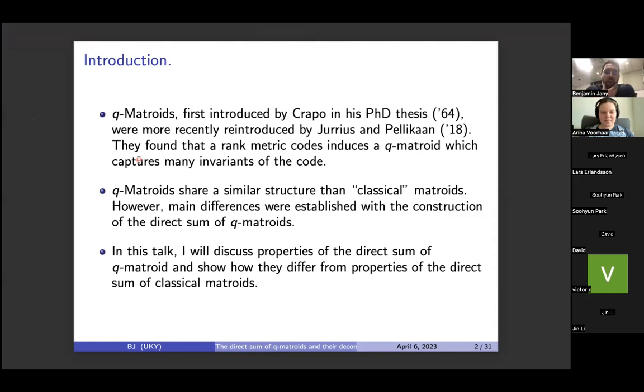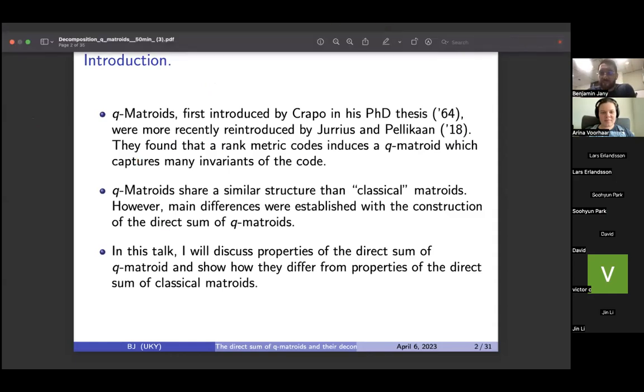So q-matroids were first introduced by Crapo, sorry, by Crapo in his PhD thesis in '64, but they were more recently reintroduced by Jurrius and Pellikaan, who find a close connection between q-matroids and coding theory. In fact, Jurrius and Pellikaan showed that a rank metric code induces a q-matroid that captures many of the invariants of the code. That's why there's been a large interest in recent years in studying q-matroids and trying to find the connection between rank metric codes and q-matroids.